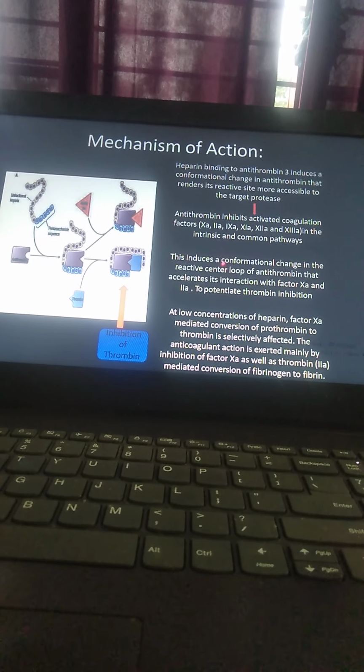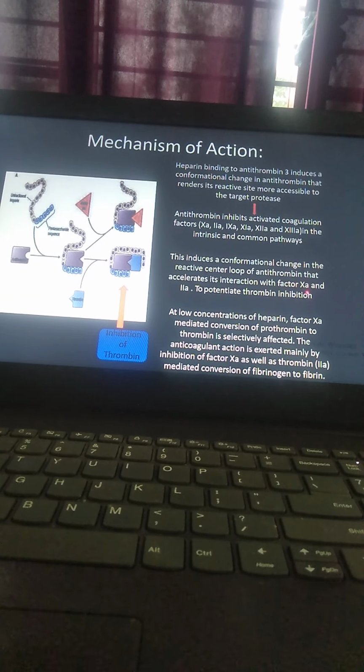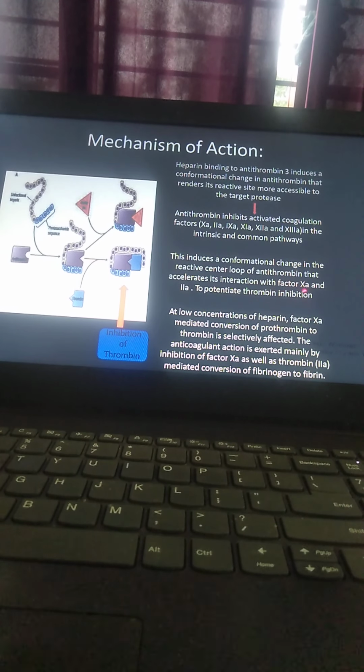This induces a conformational change in the reactive center loop of antithrombin that accelerates its interaction with factor 10A and 2A. So this conformational change enhances and potentiates thrombin inhibition.